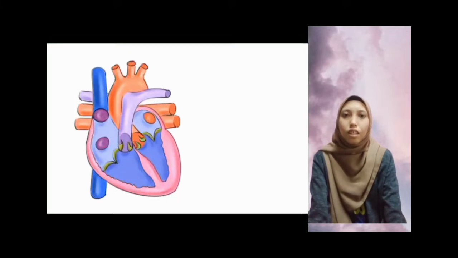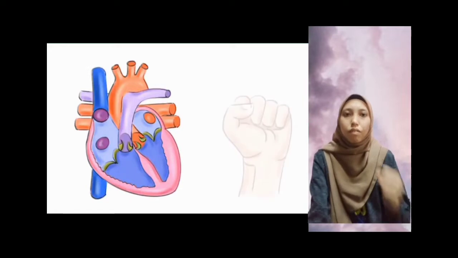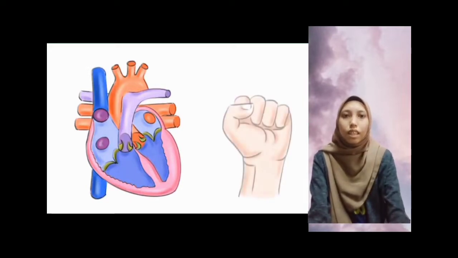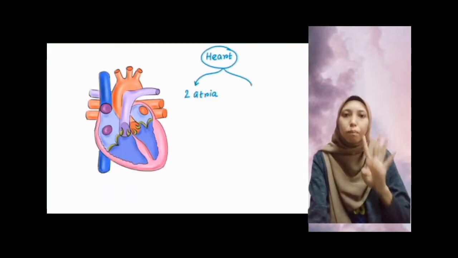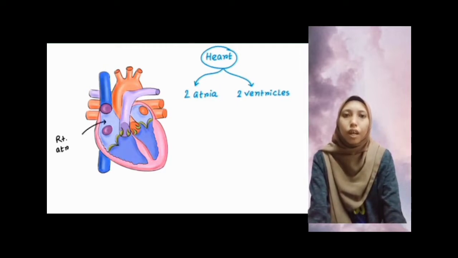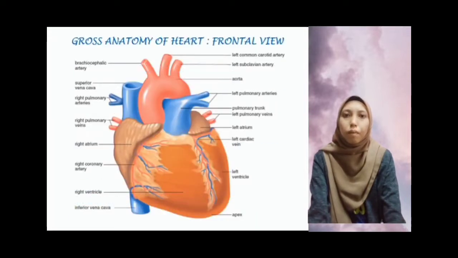A typical heart is approximately the size of our fist, which is located just behind and slightly left of the breastbone. As you know, the heart has four chambers, two atria and two ventricles. So in this diagram, this is the right atrium and this is the left atrium. At the lower position, this is the right ventricle and this is the left ventricle. Here I show the image of the frontal view of the human heart.